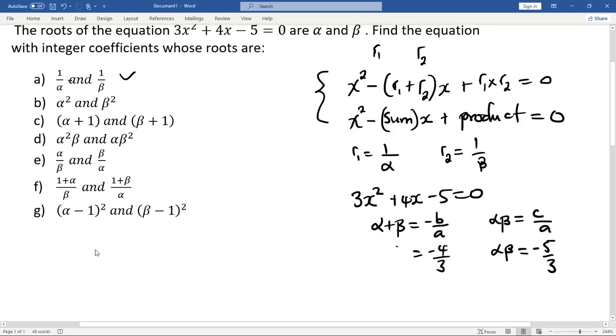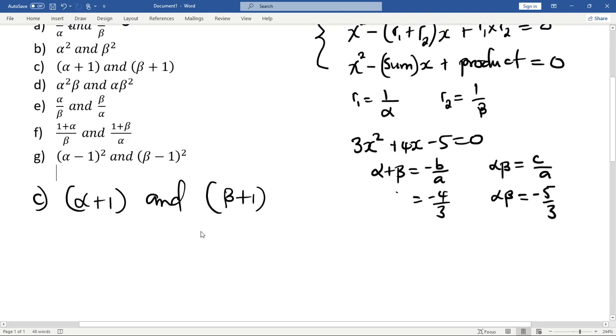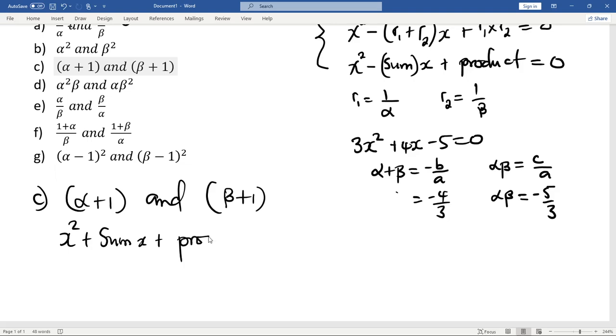Okay, so we do the same thing for C. So here we have the two roots that we have, alpha plus 1, and also we have beta plus 1 here. So bear in mind we'll just be using the same equation that we have there. So where we have x squared plus the sum multiplied by x plus the product of the two roots equal to 0 here. So then here, also this is supposed to be a negative there, sorry.